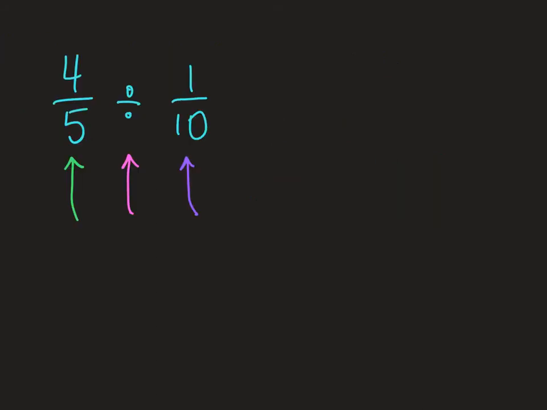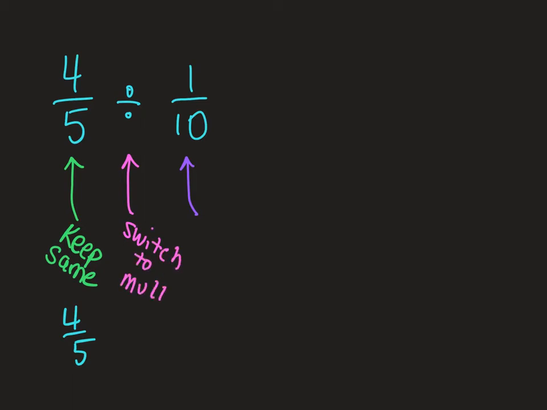All right, we're going to move on to division. 4/5 divided by 1/10. I have 3 steps. My first step is to keep the first guy the same. So that doesn't even sound like a step, does it? Keep him the same. He doesn't change. We're just going to rewrite him, 4/5. My division sign is going to switch to multiply. So I'm going to write a multiplication symbol. My 10 is going to flip. The technical term is reciprocate.